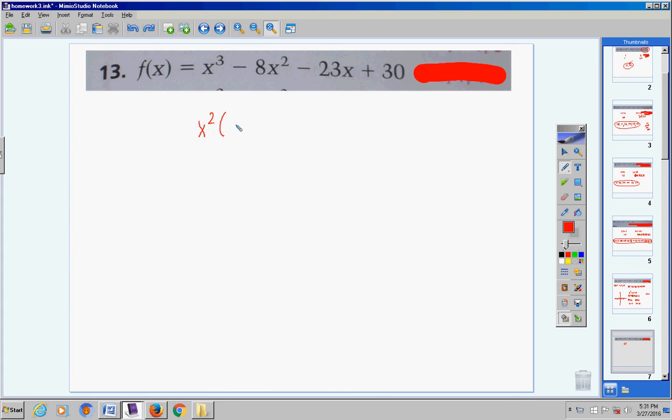Pull out your x squared. You're left with x negative 8. Here there's nothing common but a 1, and it's a negative 1. So you're left with 23x negative 30. These two parentheses are not even close to matching, so we're not going to be able to factor this, okay? So if we're not going to be able to factor, we're going to have to list out the possible rational zeros and start testing each one, okay? It's going to be a pain, but that's what you have to do.